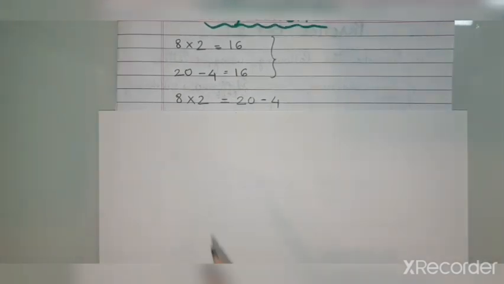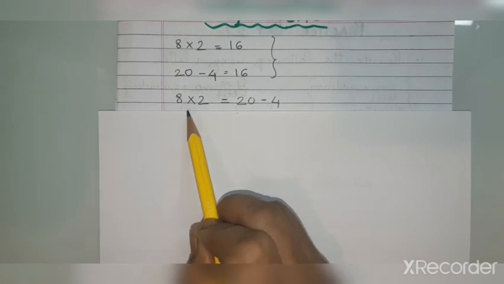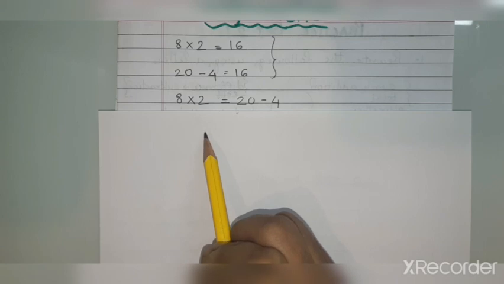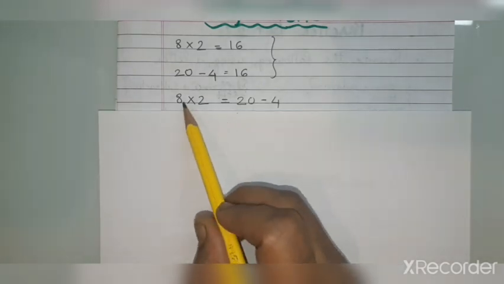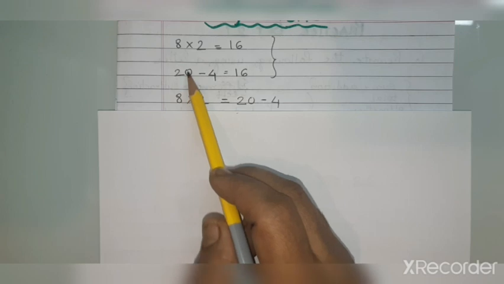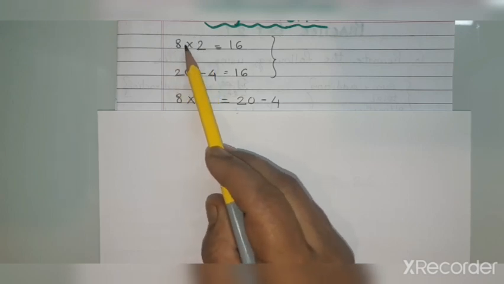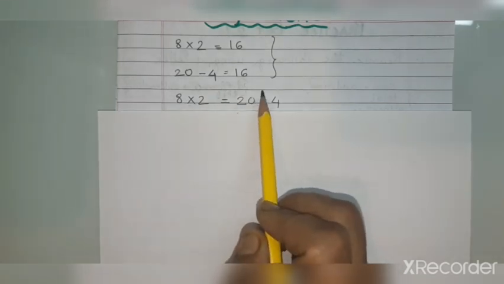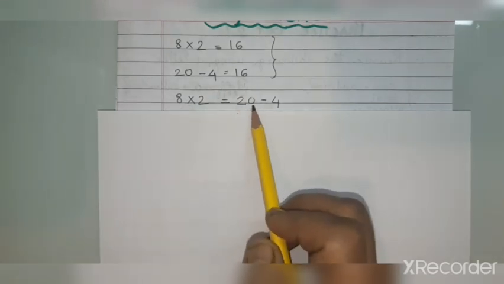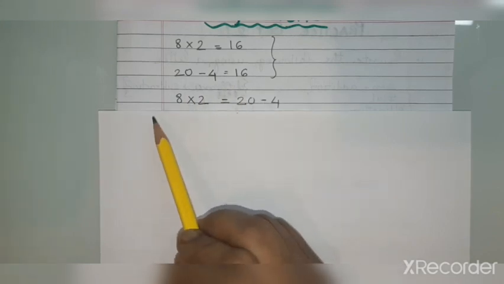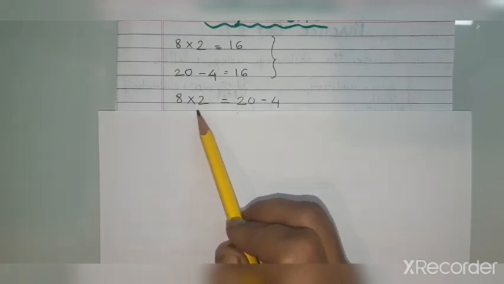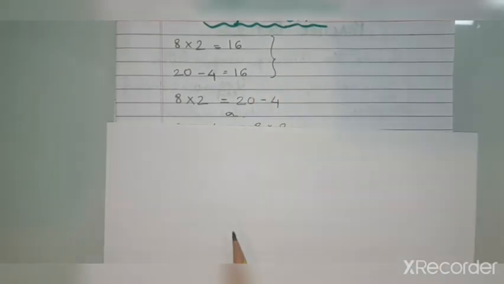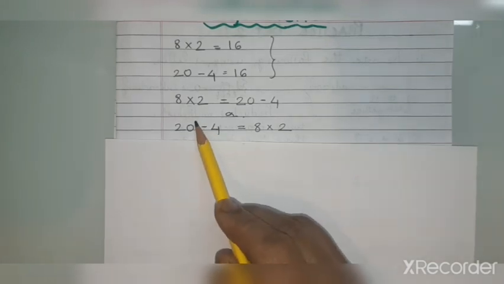Now you can see here that 8 into 2 I have written on the left hand side and 20 minus 4 I have written on the right hand side. It is not necessary that if these two things are equal, that is 8 into 2 and 20 minus 4, they have to be written on the left or right. You can exchange. That is, 20 minus 4 you can write on the left hand side and 8 into 2 you can write on the right hand side. Still they will be equal, which I have shown you here.